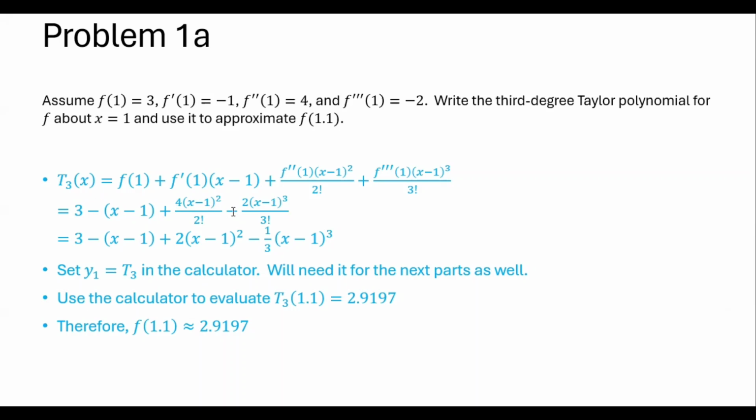Now we're going to use this to approximate f of 1.1. So we put it in our calculator, and then we just plug in x equals 1.1, and that is our approximation to f of 1.1. So that's what I said here. Set y1 as your 3rd degree Taylor polynomial, because we'll need it in the next parts as well, and then use your calculator to find it's 2.9197. So therefore, f of 1.1 is approximately 2.9197. Box that, so box this and box the Taylor polynomial.